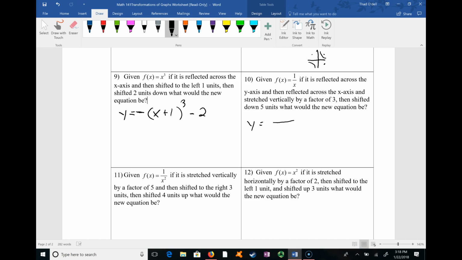Okay, so what do we have left to do? Stretch vertically by a factor of 3. So really, if I multiply the top by 3, that's the same thing as multiplying the outside by 3. So 3 times 1 would be 3. And then shift down 5 units. So I'm not shifting to the left or right. So I just put an x underneath, and then I put a minus 5 outside.